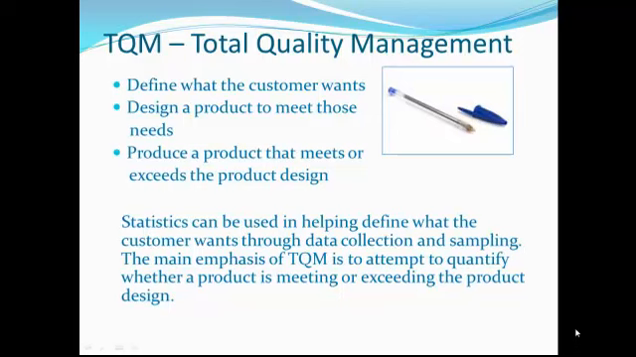Designing a product to meet those needs, that's an engineering question usually, but producing the product. The main emphasis of total quality management is to attempt to quantify whether a product is meeting or exceeding the product design. So we're going to produce some product and then try to decide if it's working or not. So let's jump into it here a little bit.